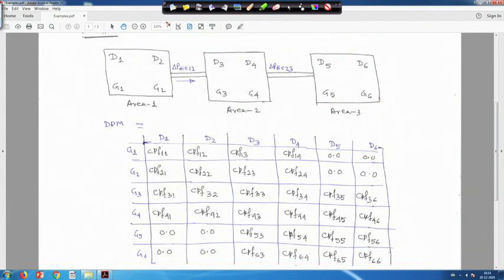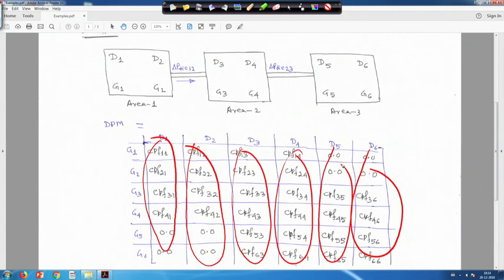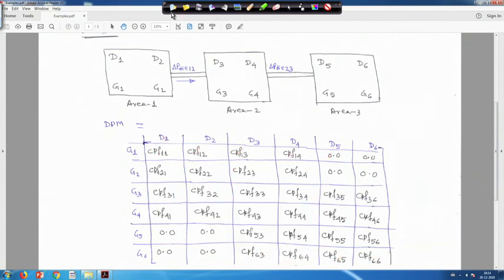And finally, the sum of all the column elements should be 1. Here also all the column elements should be 1. So, if you add all the column elements, all should be unity, right. And another thing is the contracted power demand.